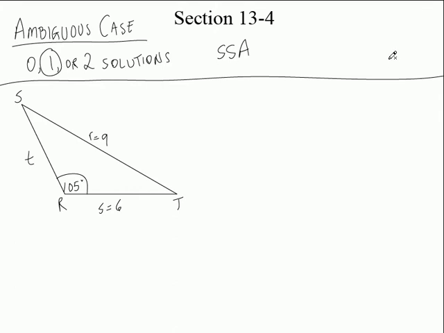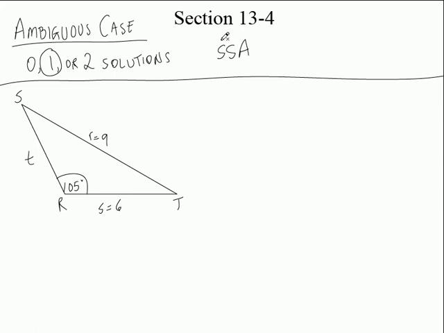Wait, this isn't an ambiguous case, even if we only get 1 answer? Well, I'm saying this. The chance that you're going to encounter the ambiguous case is when you have 2 sides and an angle. All right? So when you get 1 answer, it's not really considered the ambiguous case because you're only getting that 1 answer.